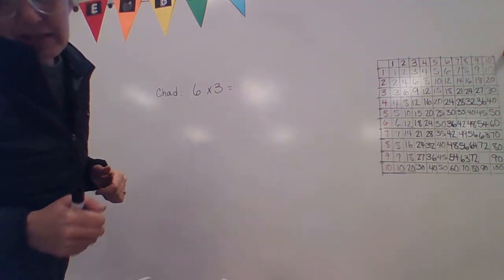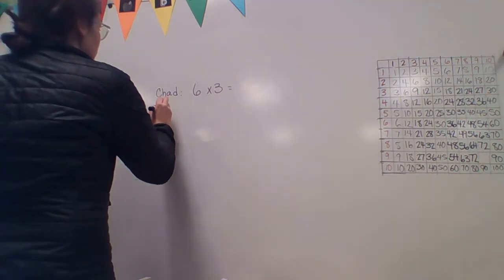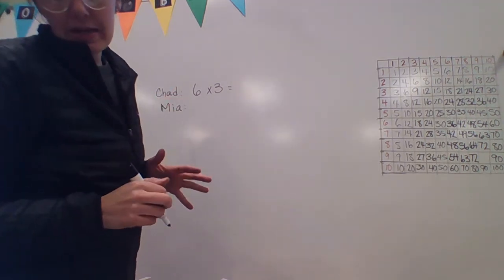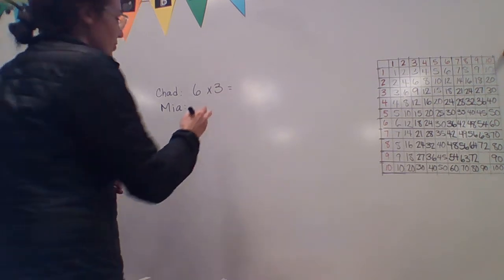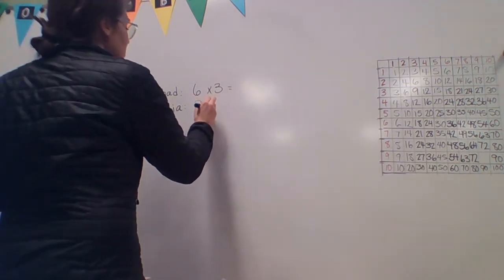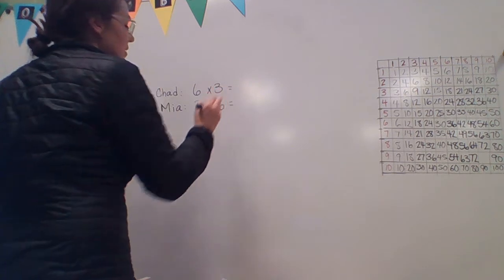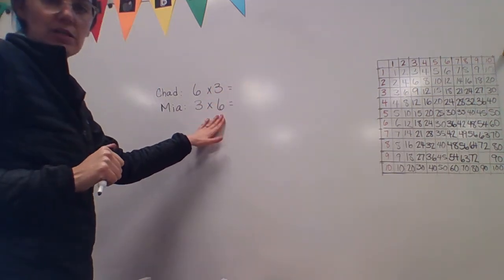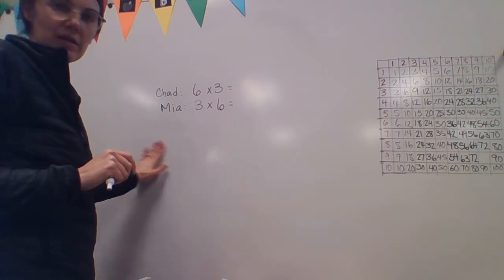Now the next part says that Mia also reads books at the library, but Mia reads for only 3 weeks, but she reads 6 books each week. So she only reads for 3 weeks, but she reads 3 books each week.